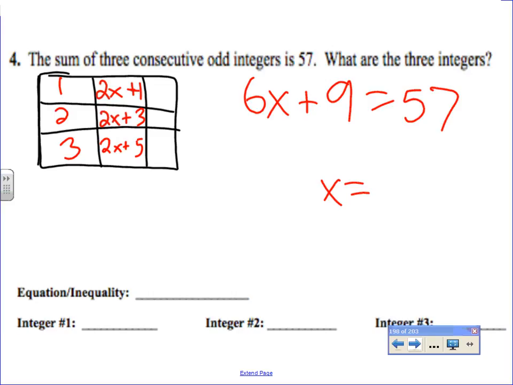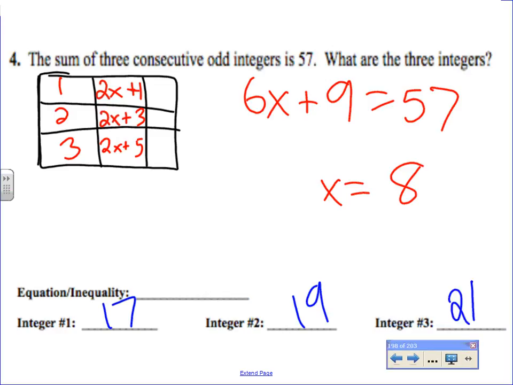Okay, Maddie, what did you get for x? Good. X is 8. When you plug 8 back in, Luke C., what did you get for the 3 consecutive odd integers? Yep. Good job. So 17, 19, and 21 are 3 consecutive odd integers that add up to 57.